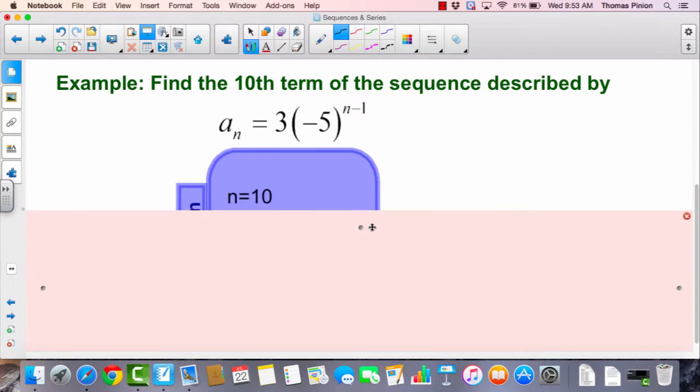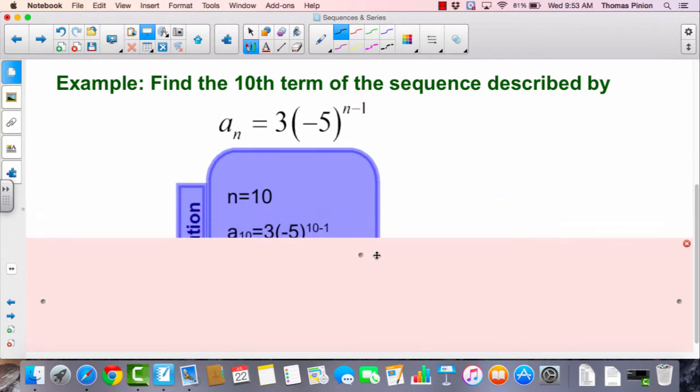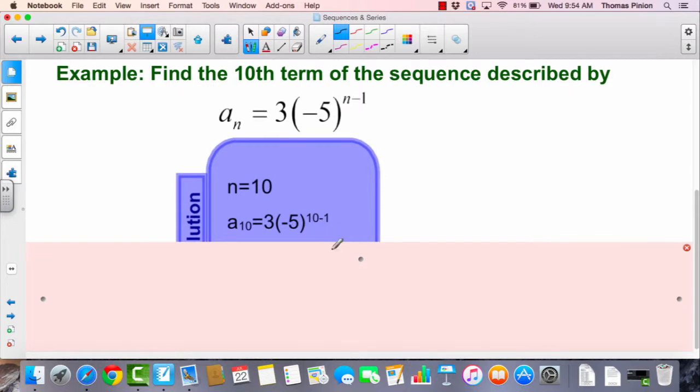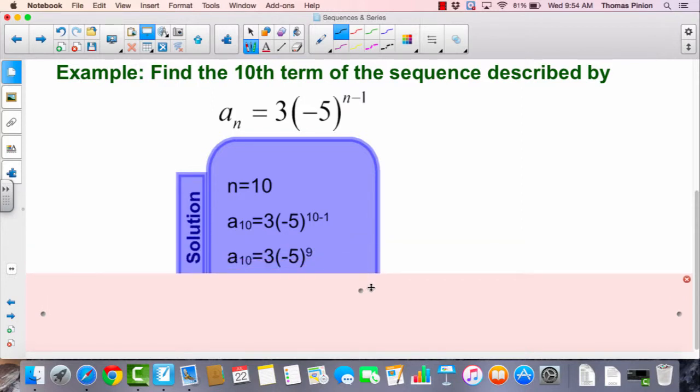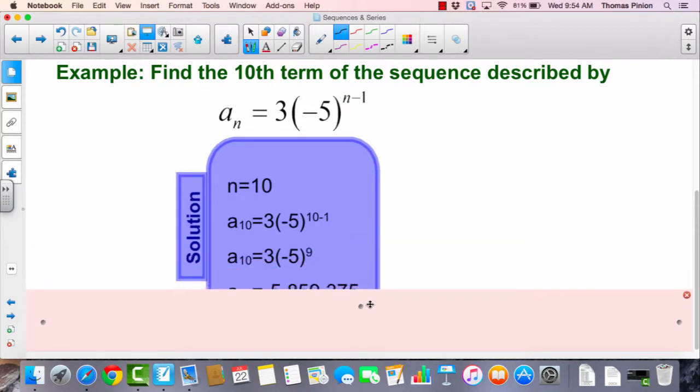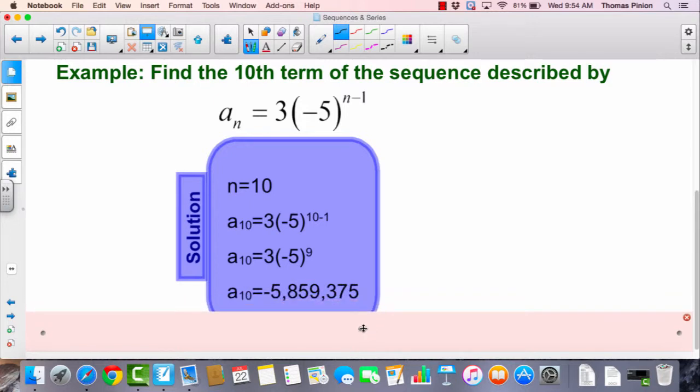So now let's look at what we got. n is going to be 10 because we're talking about the 10th term. So to find A sub 10, or 10th term, we're going to take 3 times -5 to the 10 minus 1 power. 10 minus 1 is 9. Now we're going to take -5 to the 9th power and multiply that by 3. And we get -5,859,375. That's how we find a specified term given the explicit formula.